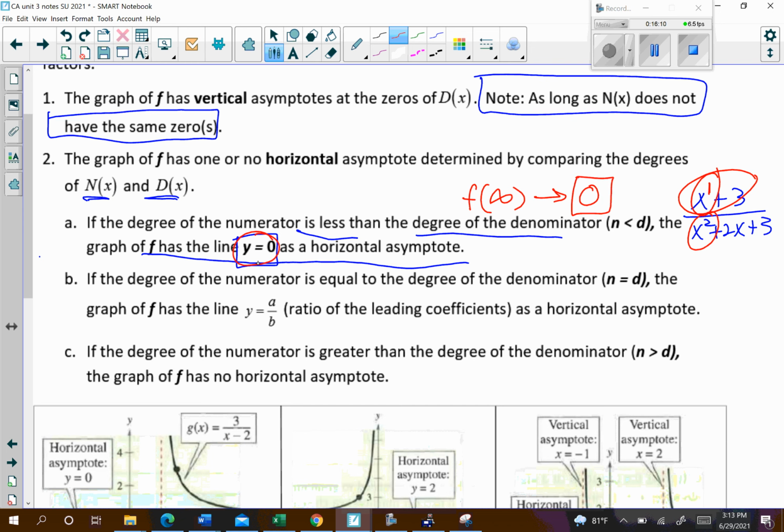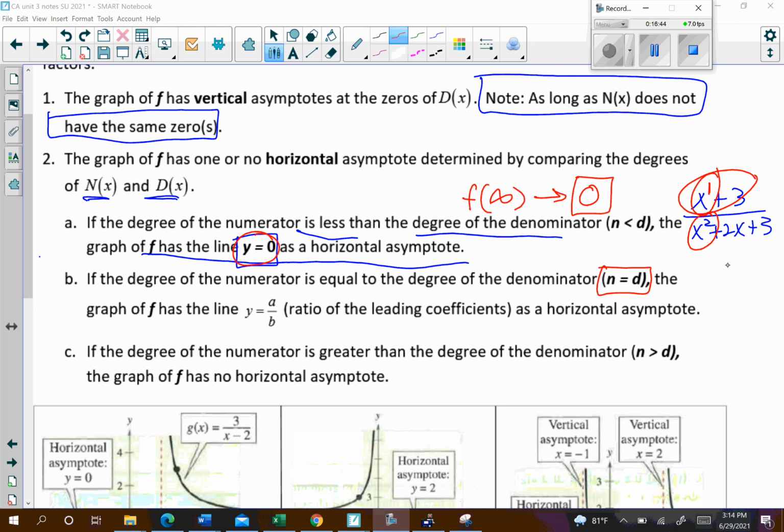And so that's why you have a horizontal asymptote at 0 if the numerator power is smaller than the denominator power. Okay, so that's one thing that could happen. The other thing that could happen is, what if the degrees of the numerator and the denominator are equal? Okay, well, then the horizontal asymptote will be the ratio of the leading coefficients. Let me go ahead and show you an example of that.